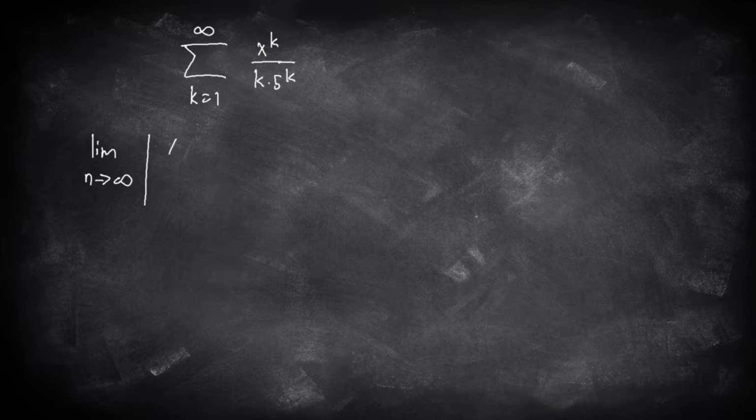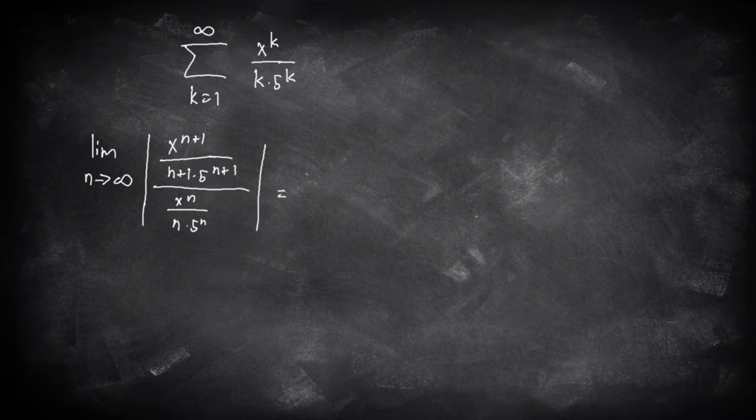So let's say we have the summation from k equals 1 to infinity of x to the k divided by k times 5 to the power of k. Usually when you do this, you're going to use the ratio test, and the ratio test says the limit as n approaches infinity, absolute value, when you plug in n plus 1 into k, okay. Now we plug in n into k, so n times 5 to the power of n. Close your absolute value. Now simplify. So this is just a regular ratio test.